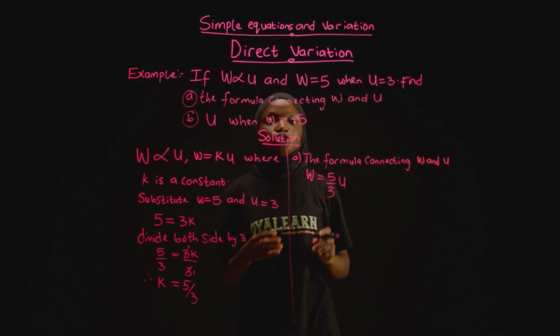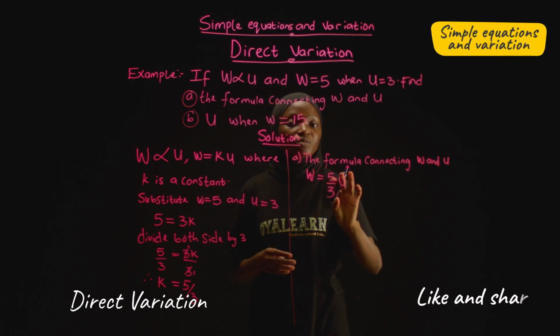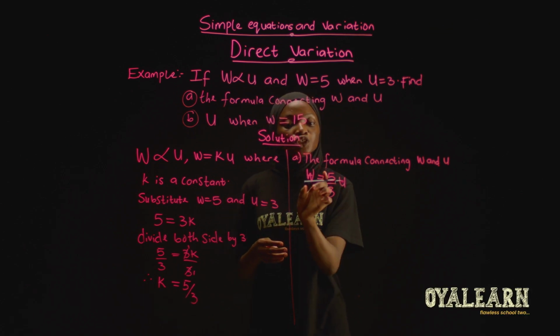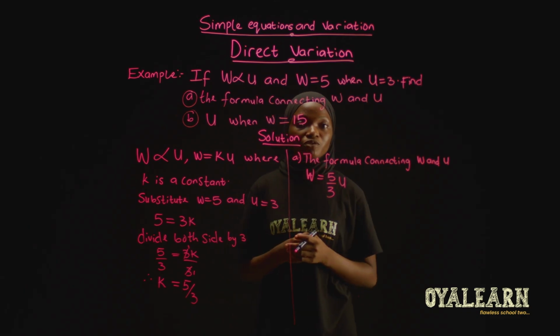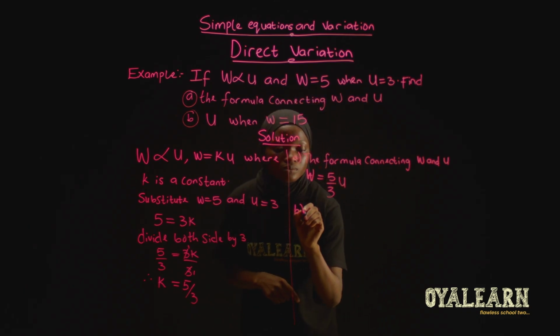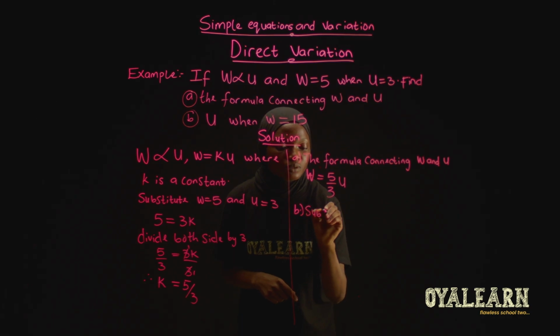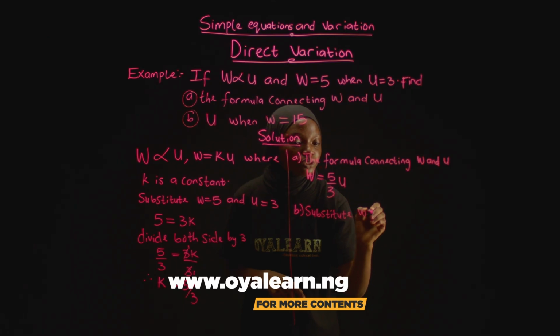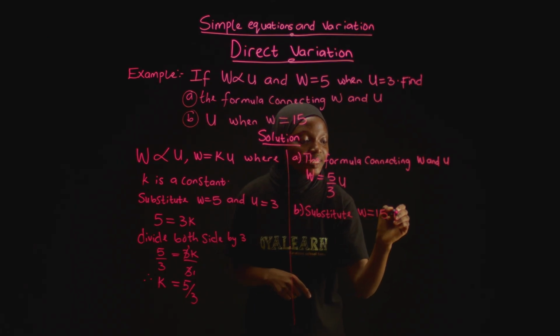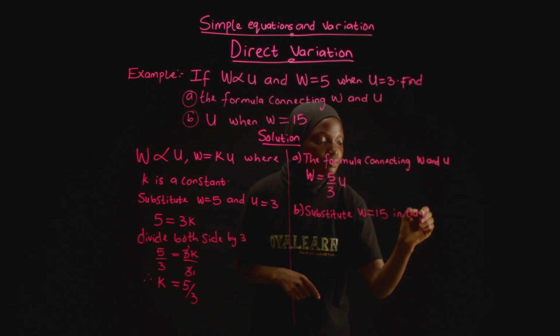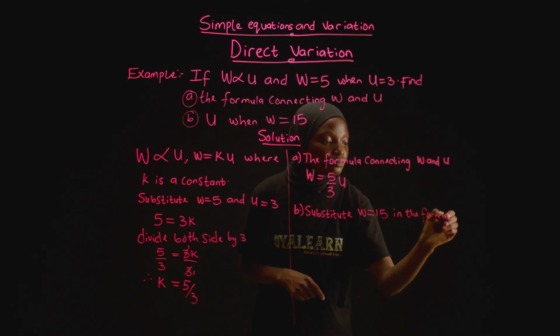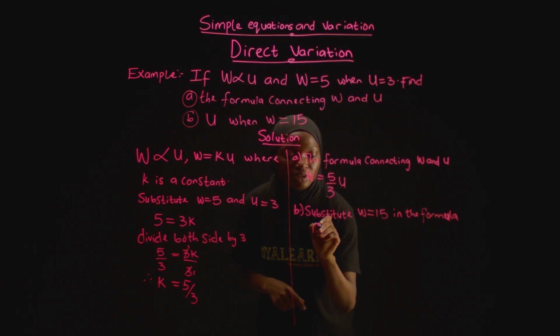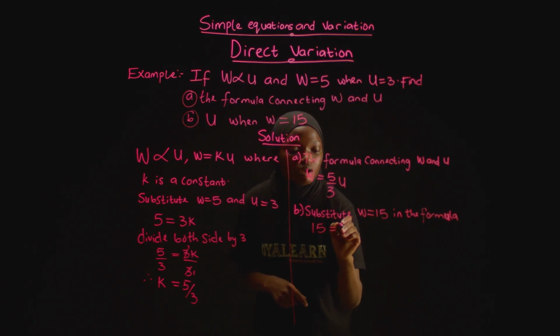Now the second one, we are trying to find U when W equals 15. We already know the formula connecting them, so what we just do is substitute W as 15 here and find the value for our U. B, substitute W equals 15 in the formula. And when we do that, we have 15 equals 5 over 3 U.